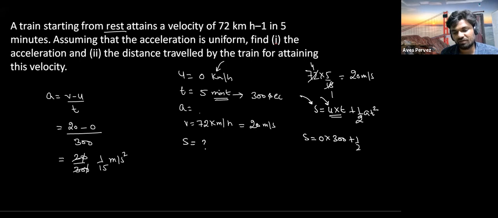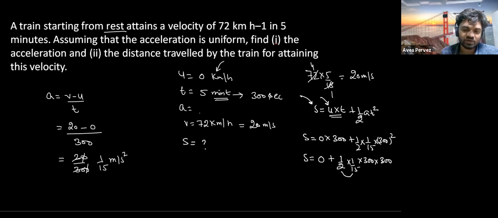So plus half into A. Acceleration we have calculated, 1 by 15, into T is 300 square. So S will be equal to 0 plus half into 15, 1 by 15 into 300 into 300 into 300. The product of these two will be 30, and when 30 is divided by 300 you will get 10 here. So you will get 3000. S is equal to 3000 meter. This means we can say that S is equal to 3 kilometers.